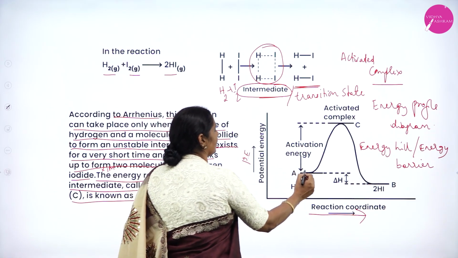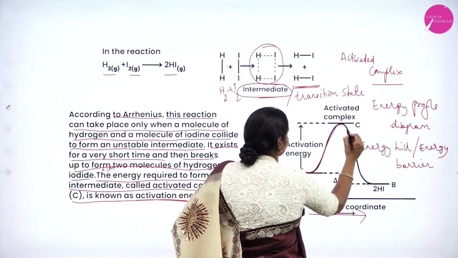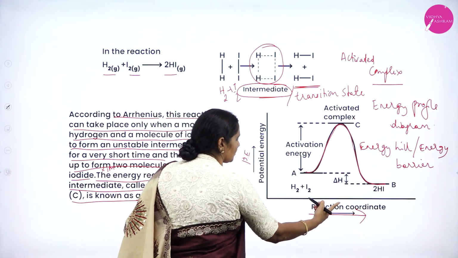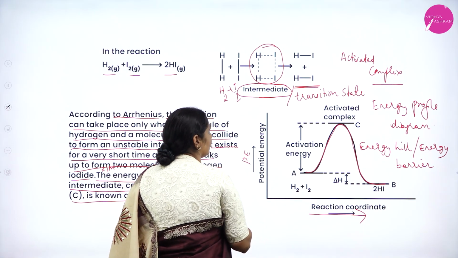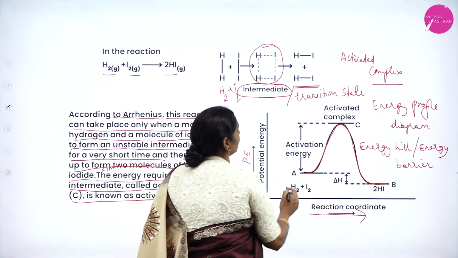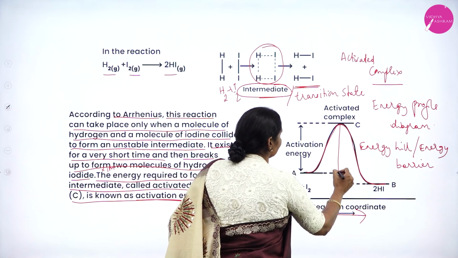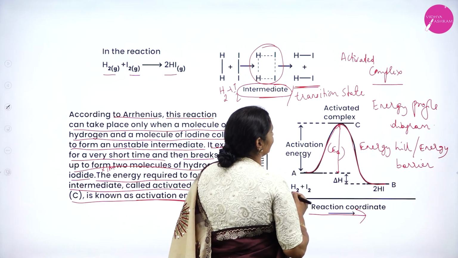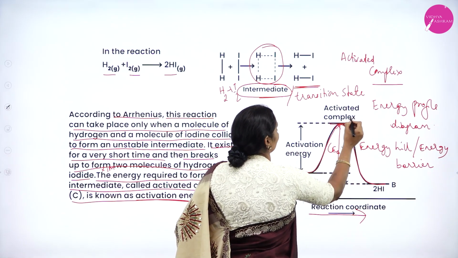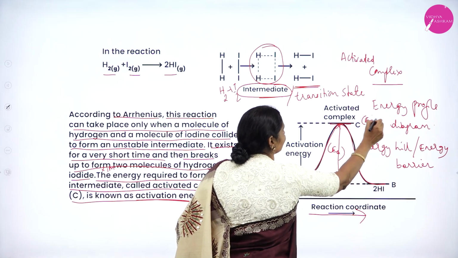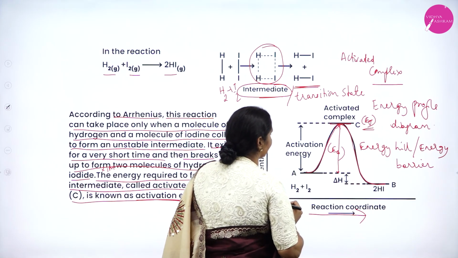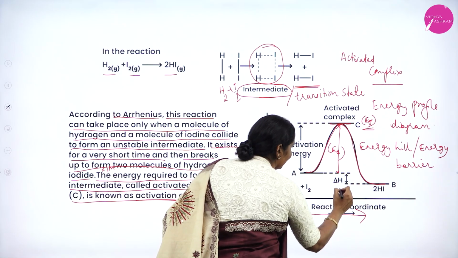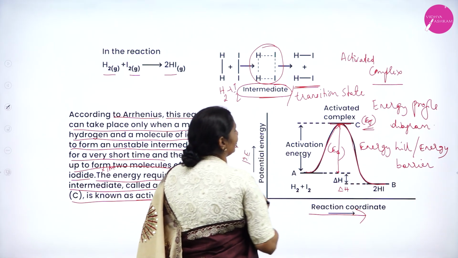Energy hill or what? Energy barrier. This energy hill or energy barrier should not touch the x-axis as well as y-axis, and should not pass through the origin. So, the height of the hill is called as activation energy. At this peak, there is a formation of activated complex, and here its energy is called as threshold energy. The gap between this foot to here end is delta H.